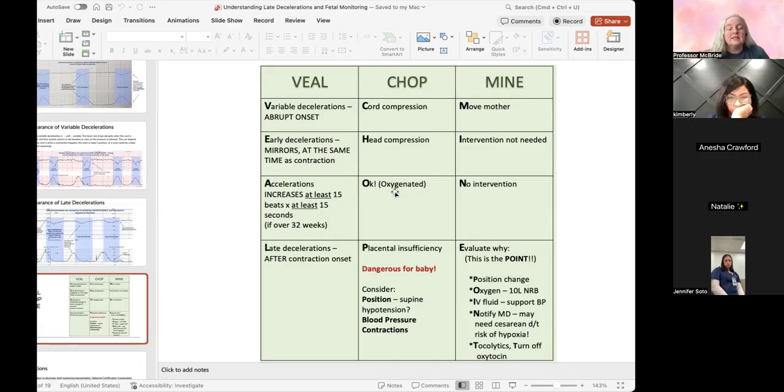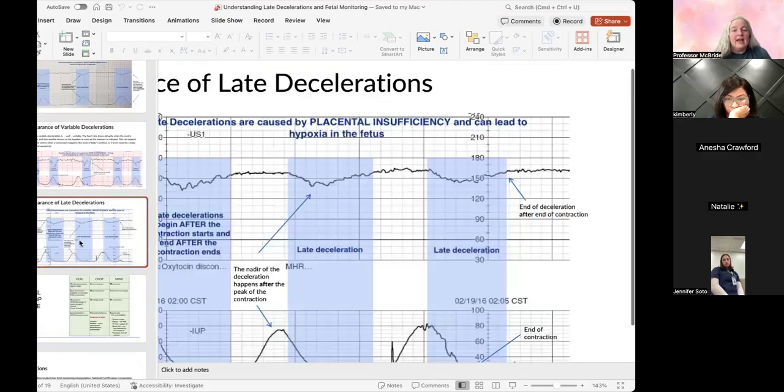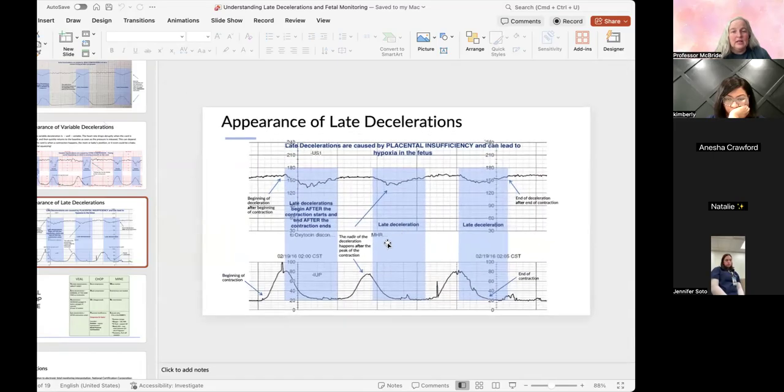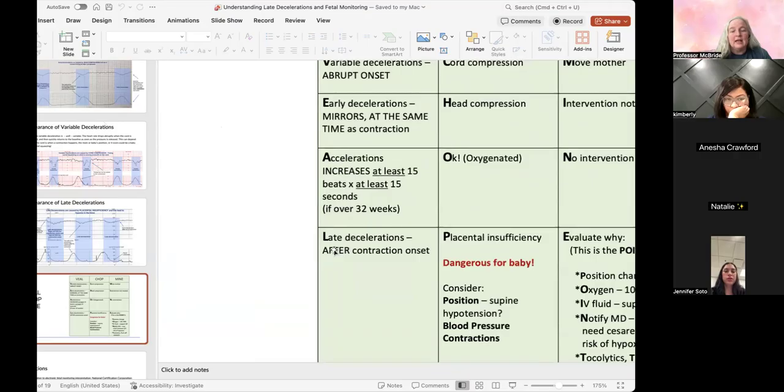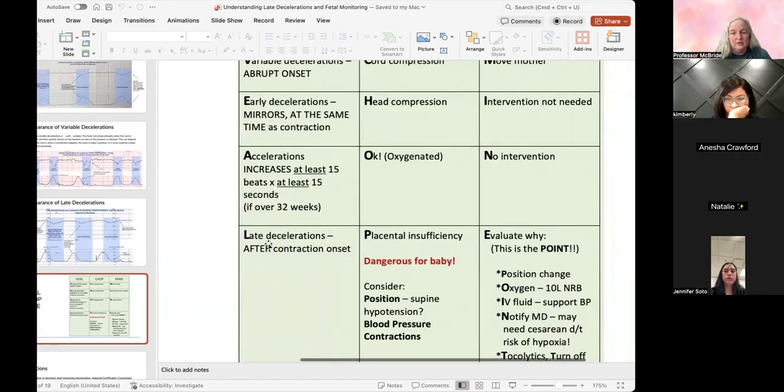This is a sign of oxygenation. Remember, if we're having accelerations, that's great. So there's nothing to do. So what do we do? We document the finding or reassure the parents or whatever answer says this is normal, this is fine. Okay. Late decelerations. That's this guy that looks really bad, right? Because it happens after the contraction starts and comes back to baseline after the contraction ends. Late decelerations have that keyword of after.